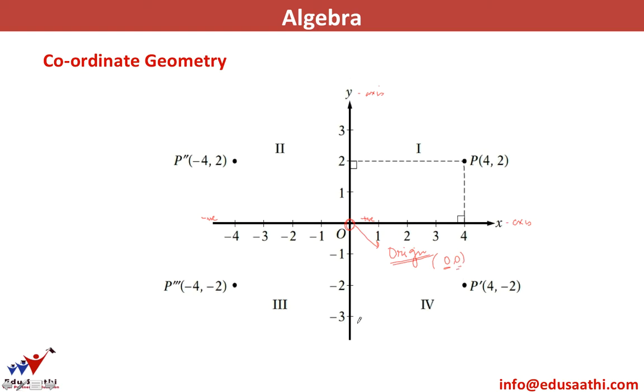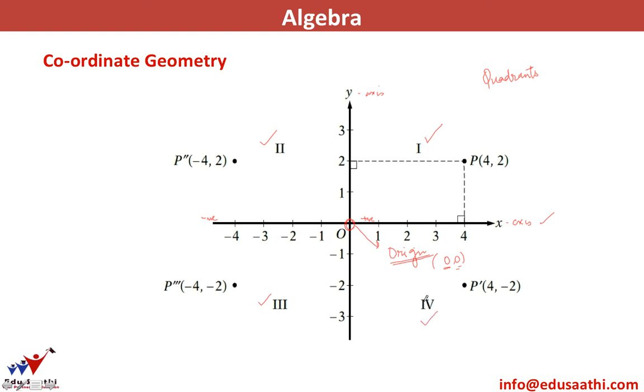Now the two axes that are there, they divide the entire region into 4 parts. And these 4 parts are known as the 4 quadrants of XY plane. Now if you look here, these are the 4 quadrants that are there. Quadrant 1, quadrant 2, quadrant 3 and quadrant 4.